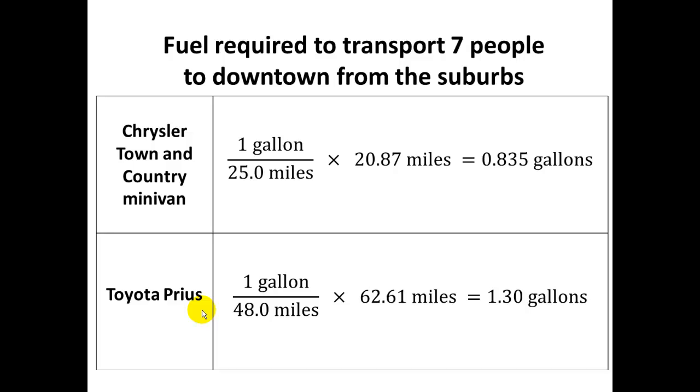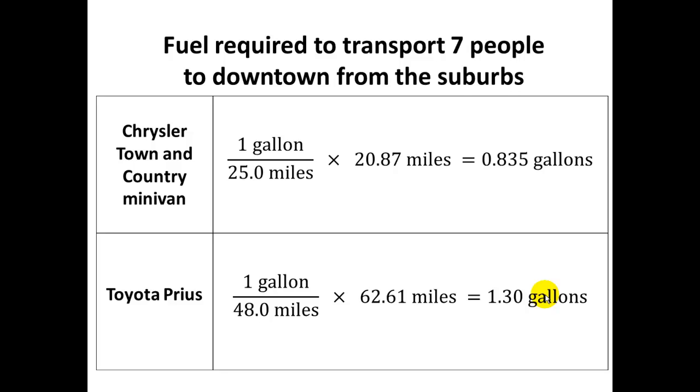Here are our calculations. We said the Chrysler Town & Country gets 25 miles per gallon. We said the Toyota Prius gets 48 miles per gallon. Again, those units and numbers are inverted so that the units will cancel out properly to give us just gallons. And notice, surprisingly, the Chrysler Town & Country minivan wins because we needed to transport 7 people. If we'd only needed to transport 5, of course, the Prius would have won. Or if it had been any number 5 or less, Prius would have won.